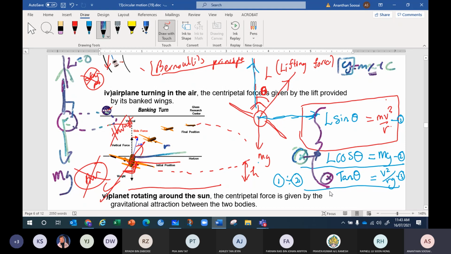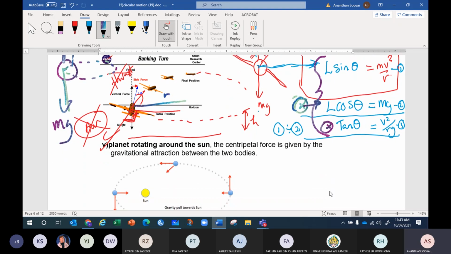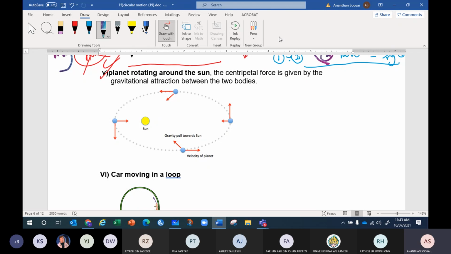Okay, so let's go to the next one. The next system: a planet rotating around the sun, our Earth going around the sun. Because it experiences a circular motion, our Earth has centripetal force. That's its own centripetal force, mv squared over r.